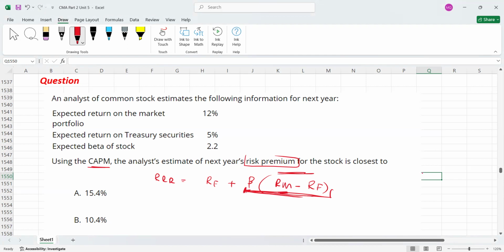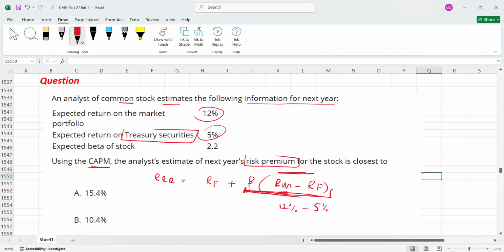Okay, so let's have a look now at the question. An analyst of the common stock estimates the following information for next year. Expected return on the market is 12%. This is return on market, which is 12% minus the expected return on treasury security. Treasury security means a government security. It is 5%. This is the risk-free rate, guys. I told you, return on government bills, treasury stocks, these are called the risk-free rate of return, which is 5%.